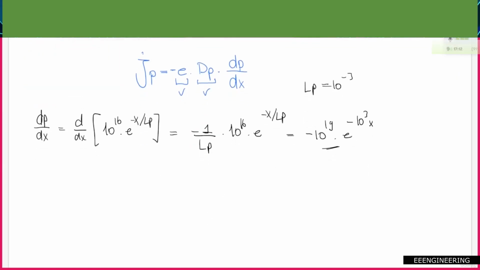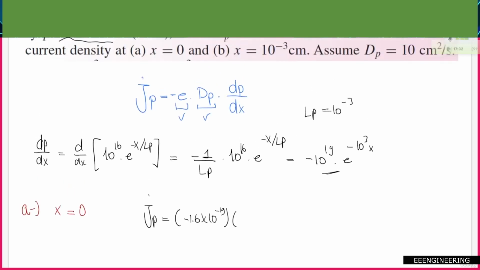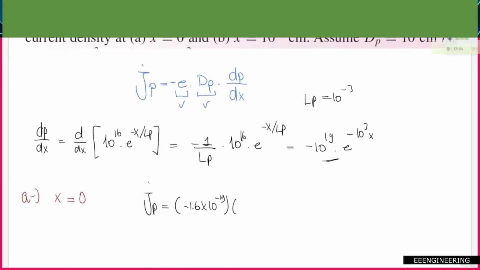So right now I'm going to get the whole equation. In part A, I'm asked to calculate the current density due to the diffusion of holes when x is equal to 0. In that case, Jp is going to be equal to minus 1.6 times 10^-19 times the coefficient value, which is right in here, 10.